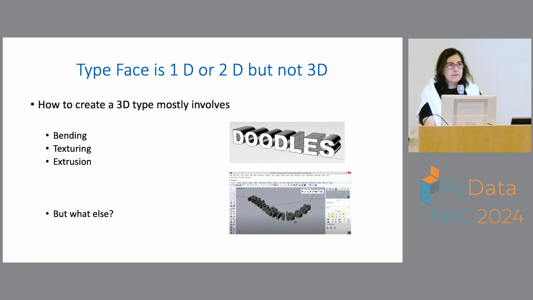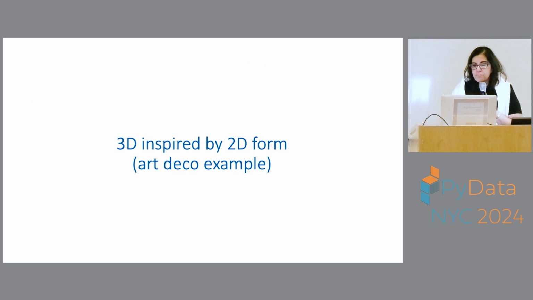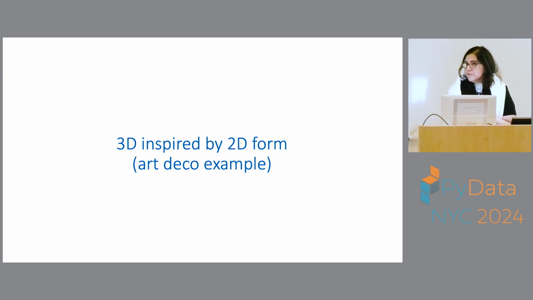So I had this idea of making a typeface in 3D for jewelry. How do you think about 3D in terms of type? You could extrude it, you could bend it, and it's super ugly. So how do you inspire the third dimension, the Z, from the first two?